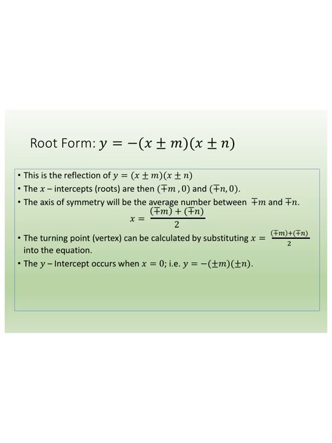Now, we have talked about the turning point form. What about the root form? The root form of y equals minus (x plus or minus m) multiplied by (x plus or minus n). This is actually the reflection of y equals (x plus or minus m) times (x plus or minus n). Basically, it's the same thing as the root form, but this is the concave down shape.